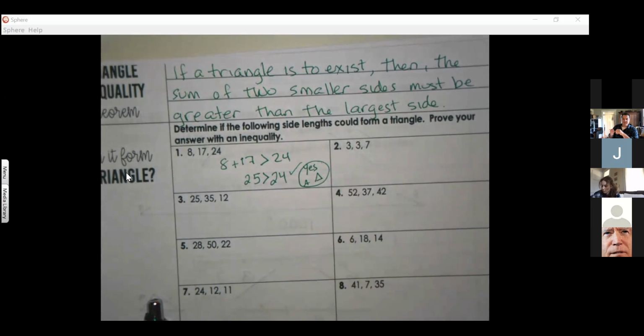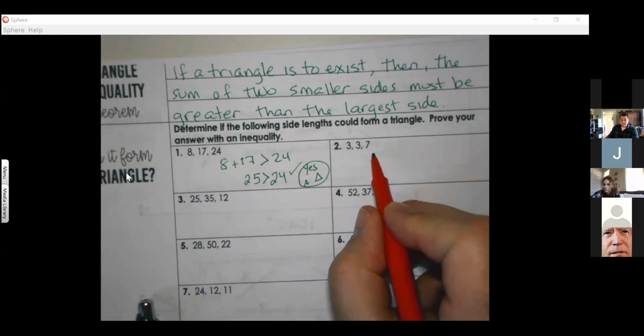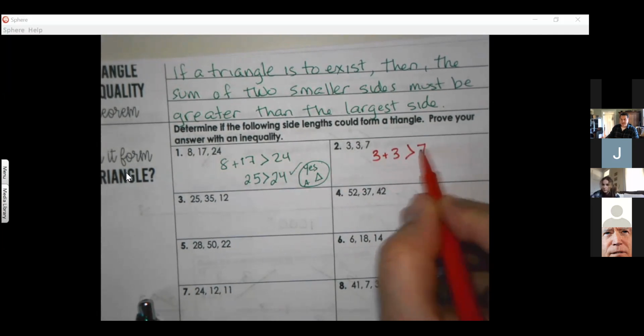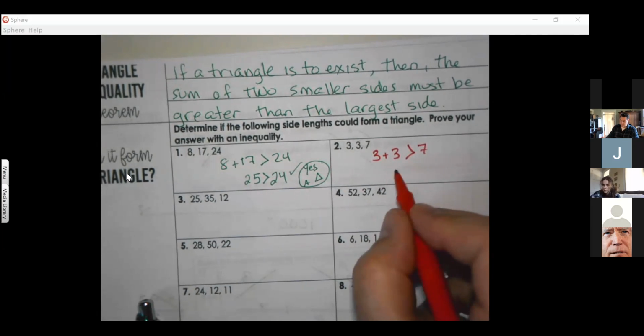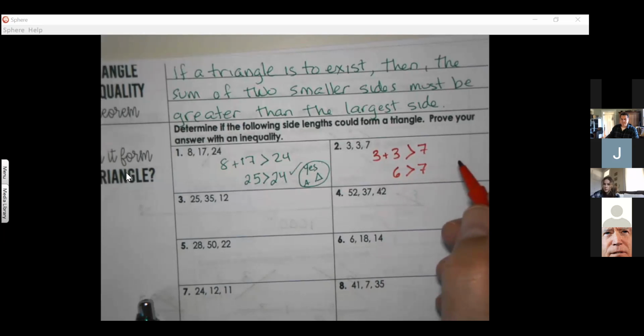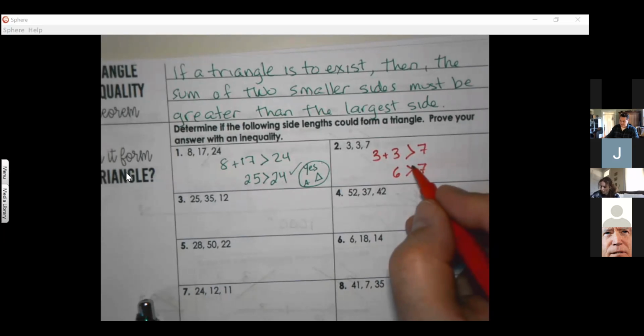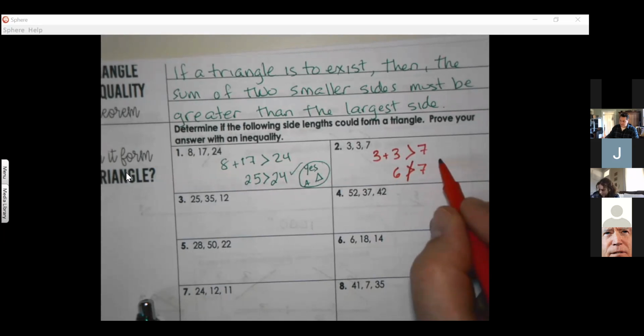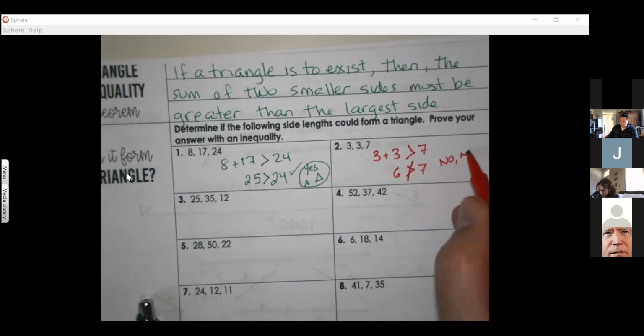What about this one? Which two sides should add together? 3 plus 3 is supposed to be greater than 7. 3 plus 3 is 6. Is that greater than 7? It's not. So I'm going to cross through this and say that 6 is not greater than 7. Therefore, no. Not a triangle.